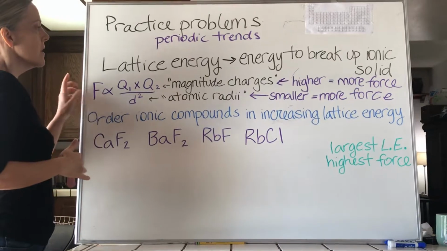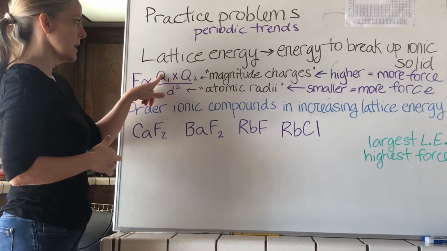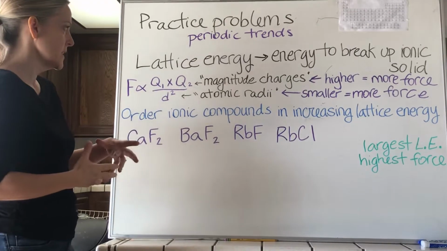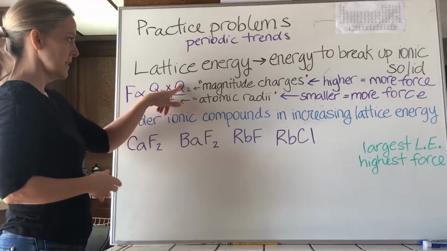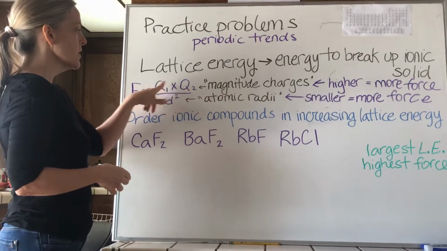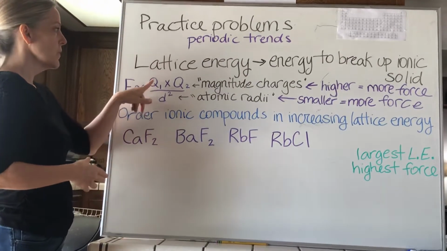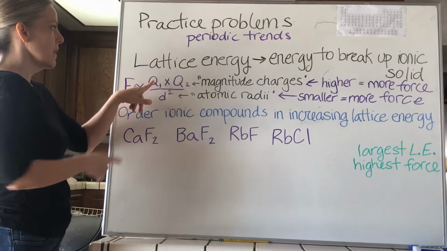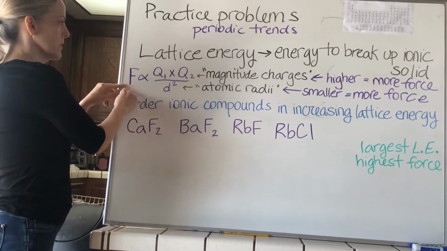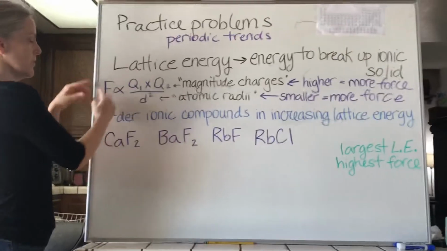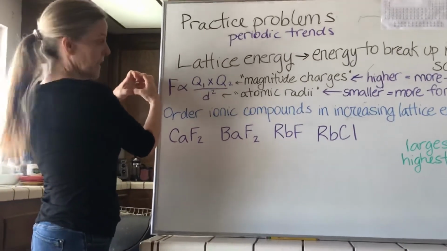So with Coulomb's law, we had explained that these Q's are related to the charges, and for ionic solids, we have opposite charges attracting each other. These charges can have different magnitudes. So the larger the magnitude of these charges, the greater the force. So these are directly proportional to the force that's pulling those cation and anion together.